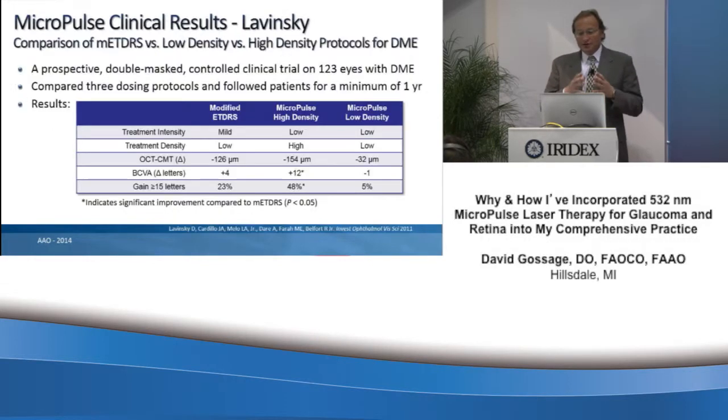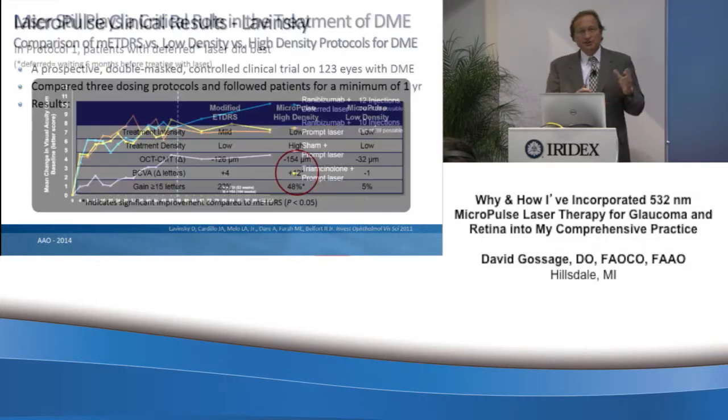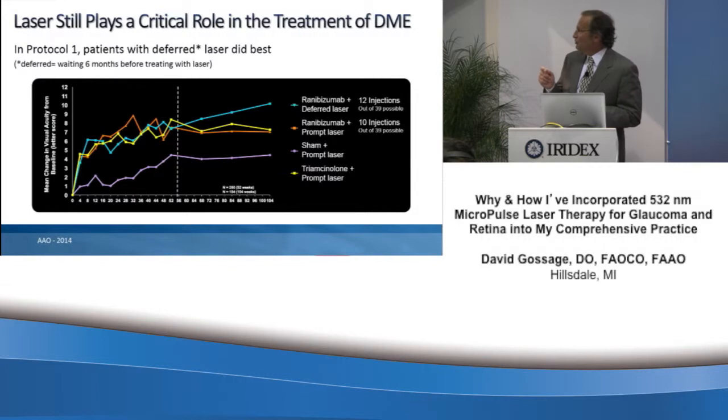The other thing too is that Levinsky looked at what is the best way of treating these patients. Was it using a high density or a low density treatment, or was it the modified ETDRS protocol? And really what we found is that high density, low intensity treatment by far is still the best way of treating these patients.